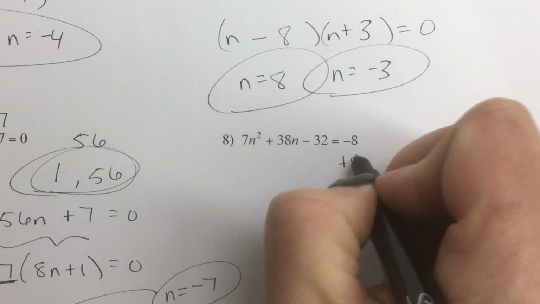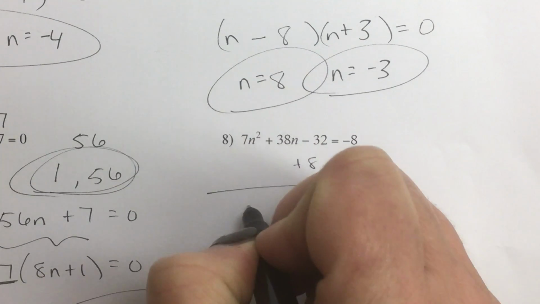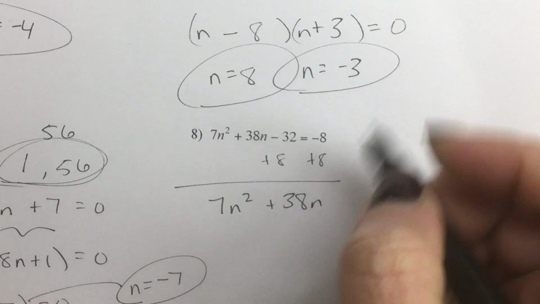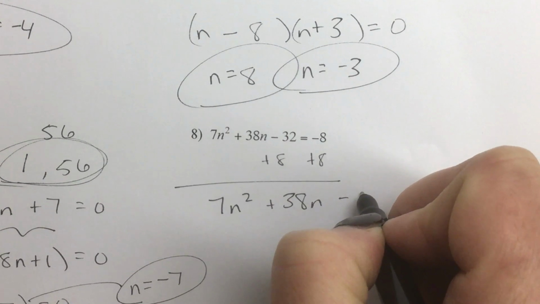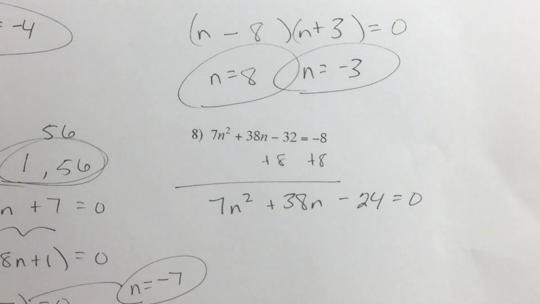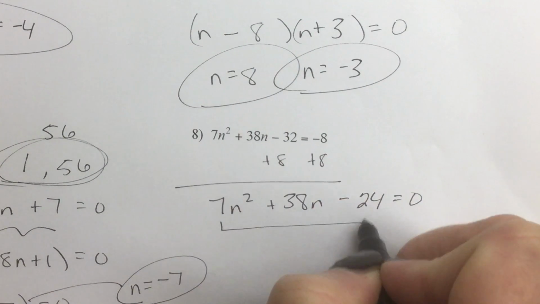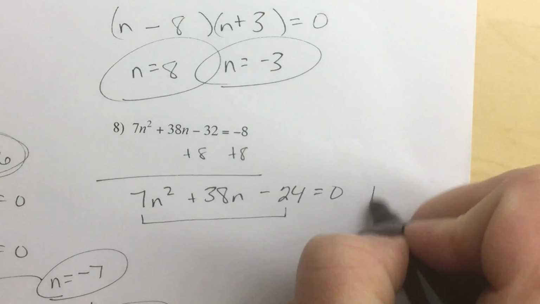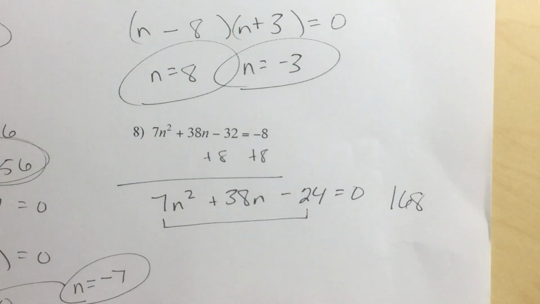So I need to add 8 to both sides. So it's going to give me 7n squared plus 38n minus 24 equals 0. Okay, so then you've got to multiply. So you're going to take your front number times your back number. So 7 times 24 is 168.